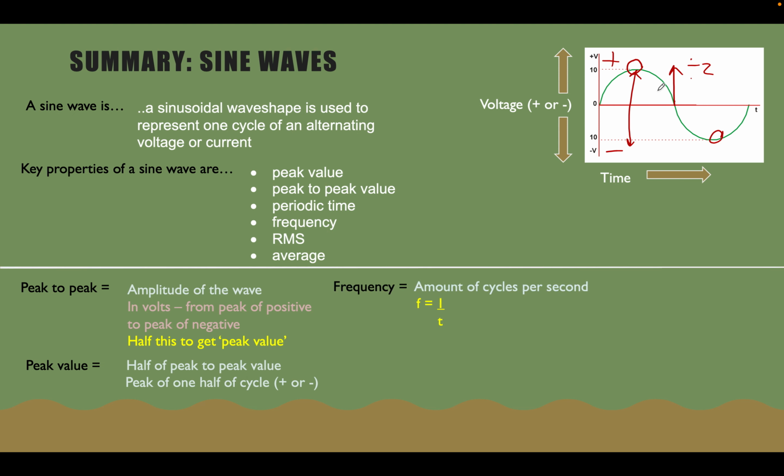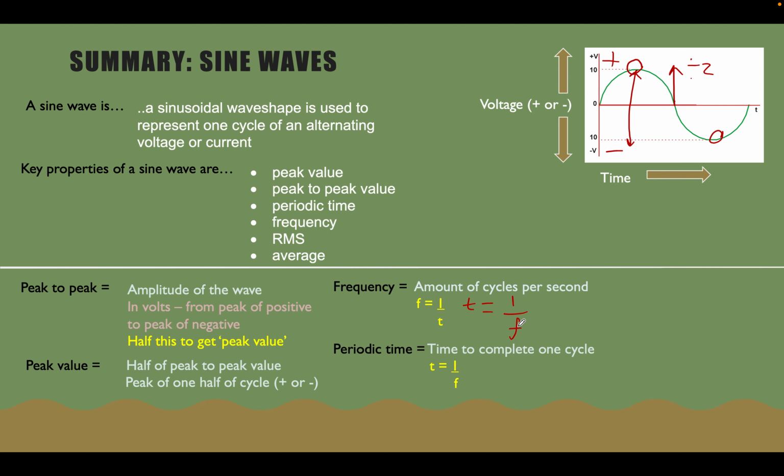Okay. The frequency is the amount of cycles per second. Remember, this is one cycle there, from 0 back to 0 again. Once it's gone positive, negative, and back to 0, that's one cycle. And it can be calculated by that, can't it? Frequency equals 1 divided by time. And remember, if we need it the opposite way around, and we've got the frequency, we need the time, time is equal to 1 over the frequency.